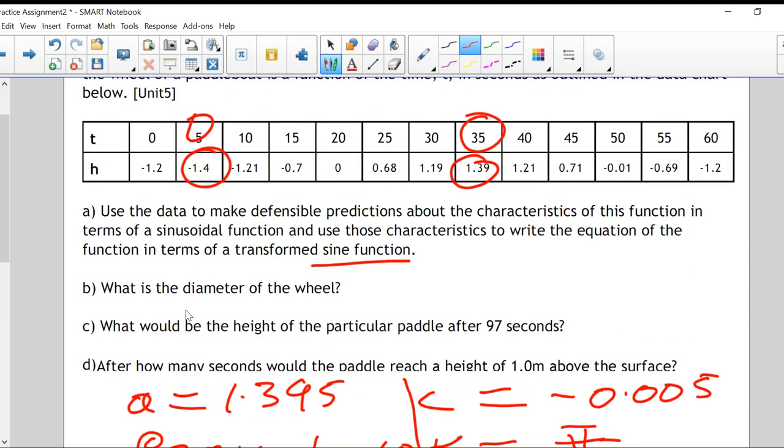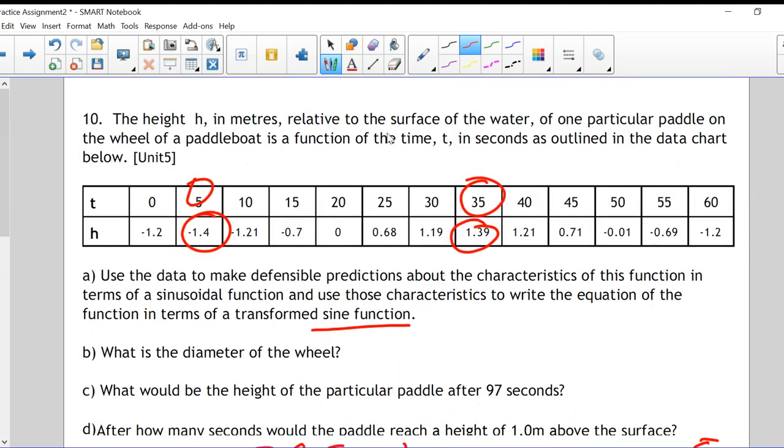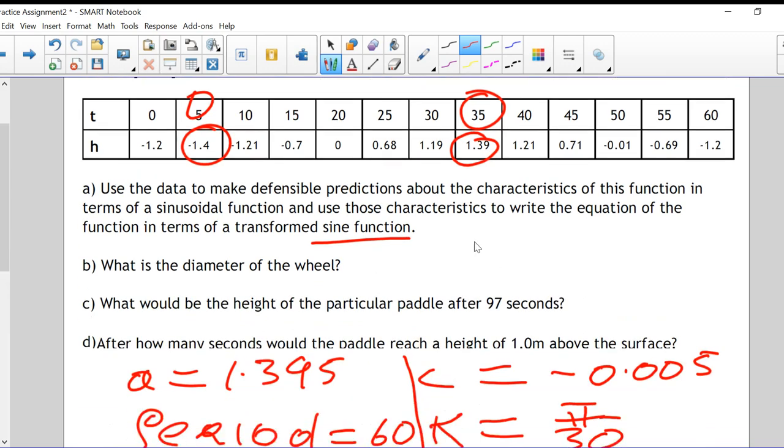What is the diameter of the wheel? Remember, this paddle is on the wheel, right? So let's draw a little circle. And let's put a point there as being the paddle that's on the wheel. So think of it like a circular thing that is going into the water, out of the water, into the water. Let's say the water is that thing there. Okay, don't laugh. It doesn't look like water, but use your imagination. So that thing is starting off at some point, going into the water, out of the water.